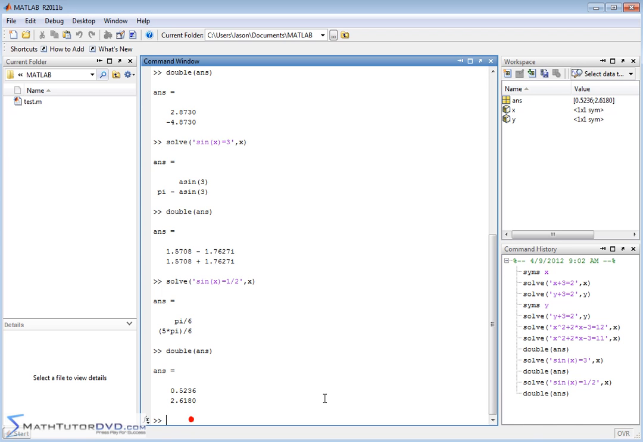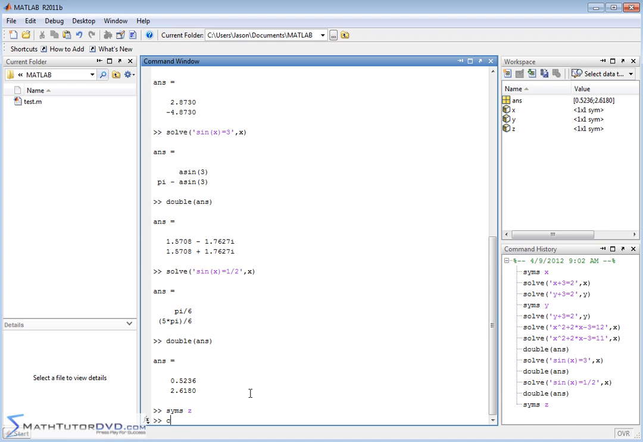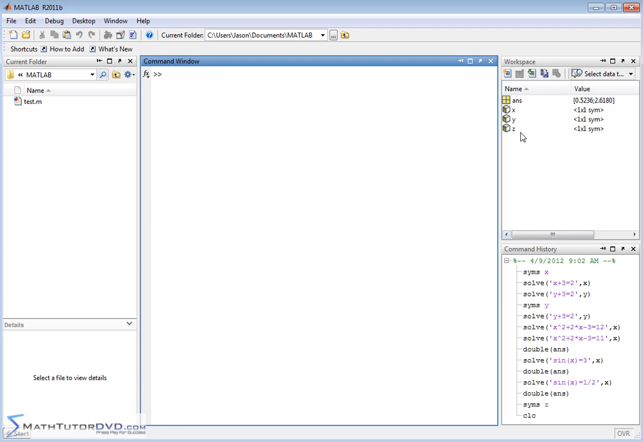So far we've had one variable like x or y in our equation, but you can actually have multiple variables. Right now we have x as a symbolic variable and y as a symbolic variable. Let's go ahead and add z as a third symbolic variable. Let me clear the screen. So x, y, and z are just generic symbols that can be used to put in algebraic expressions.